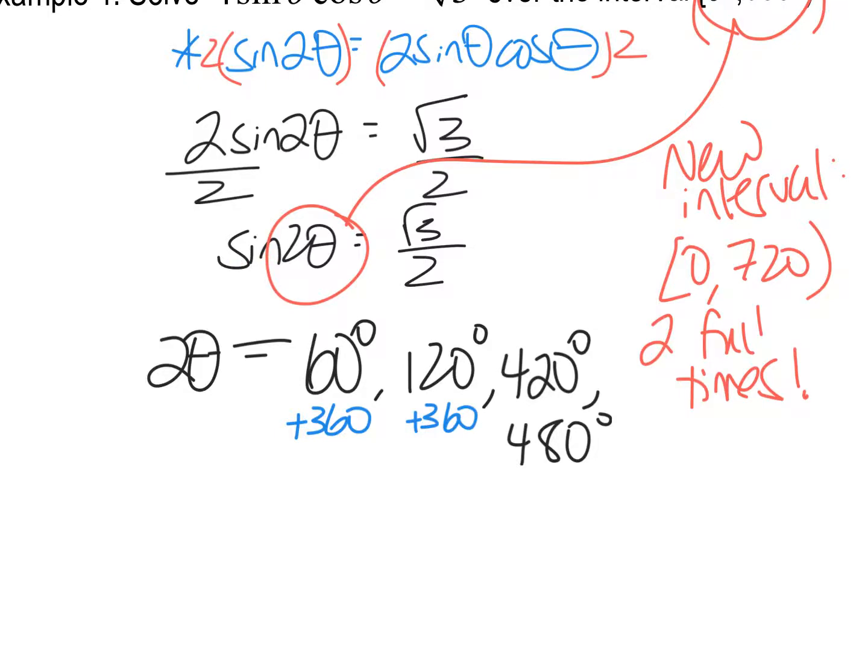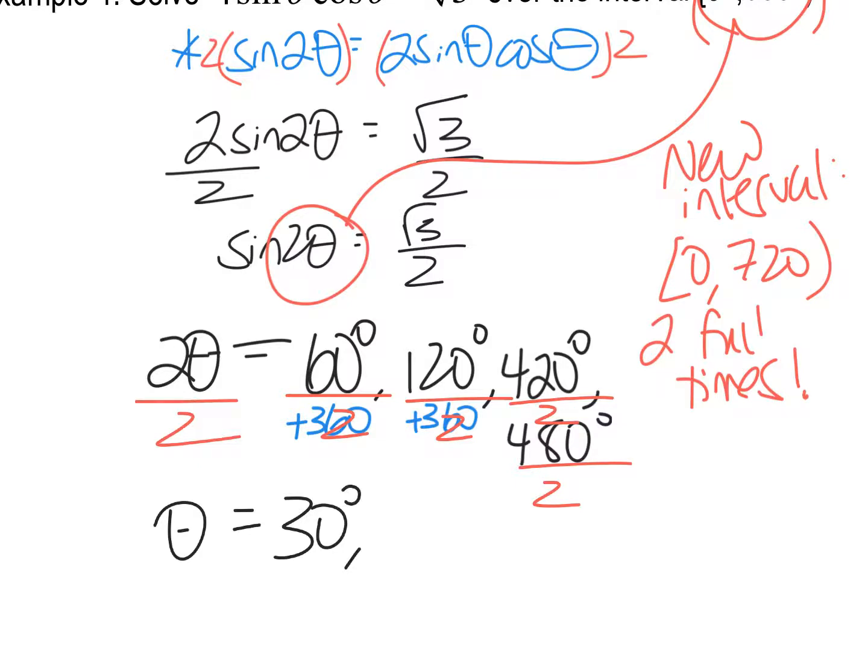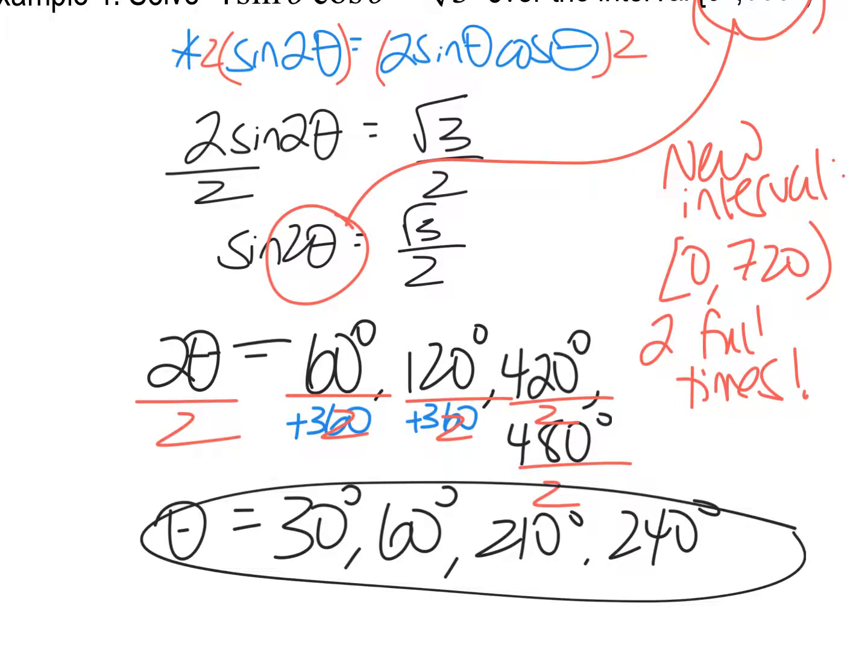And now what I have to do is just divide everything by 2 so that I can get theta by itself. Divide by 2, divide by 2, divide by 2, divide by 2. That means that theta equals 30 degrees, 60 degrees, 210 degrees, and 240 degrees. And those are my answers for this problem.